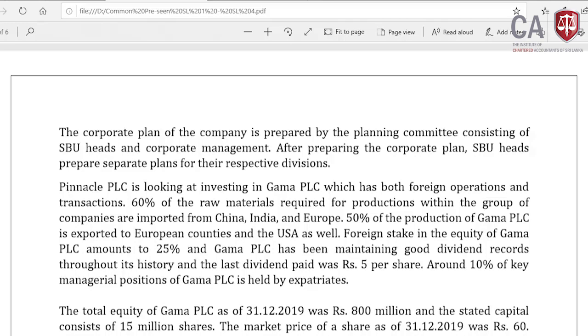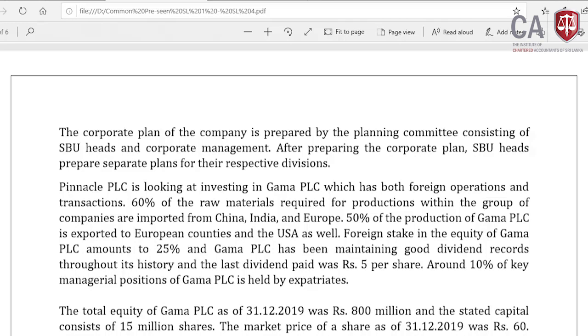Pinnacle PLC is looking at investing in Gamma PLC, which has both foreign operations and transactions. Now, additional information is given on the future investment plan PLC is having. So, they are planning to invest in Gamma PLC, which has both foreign operations and transactions.